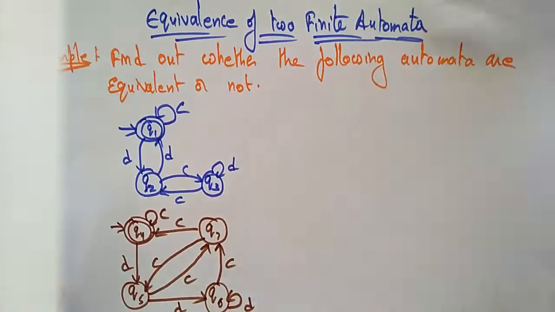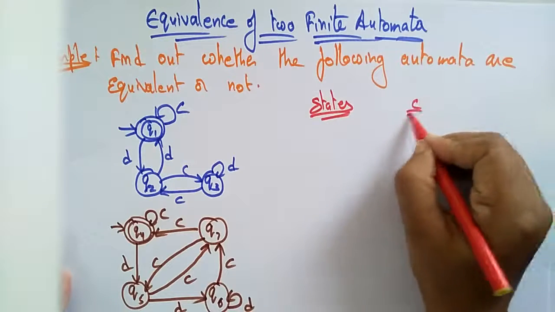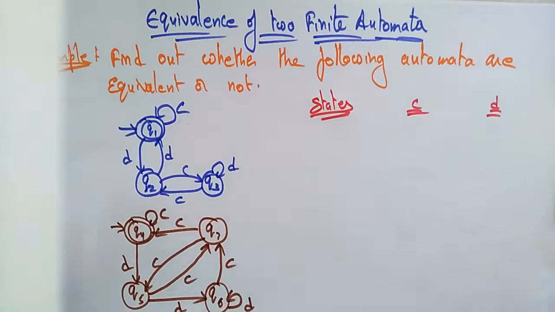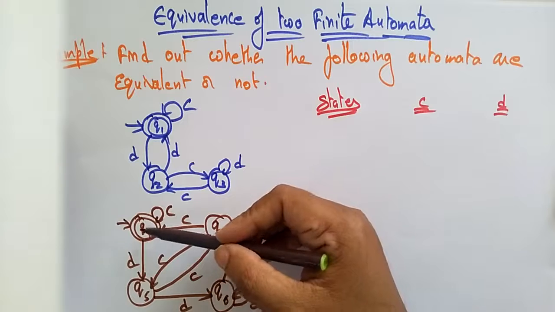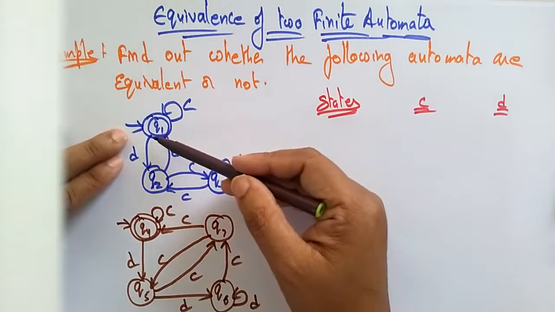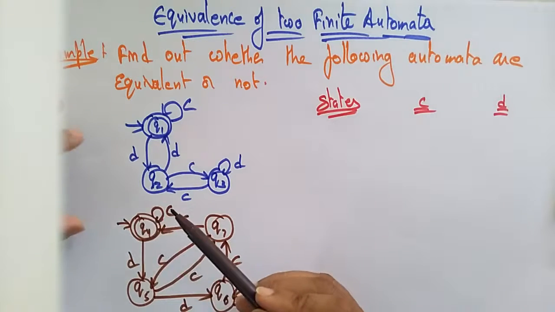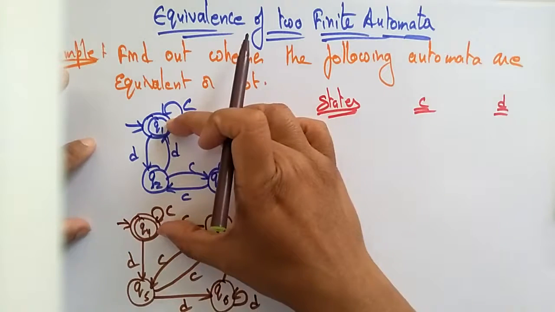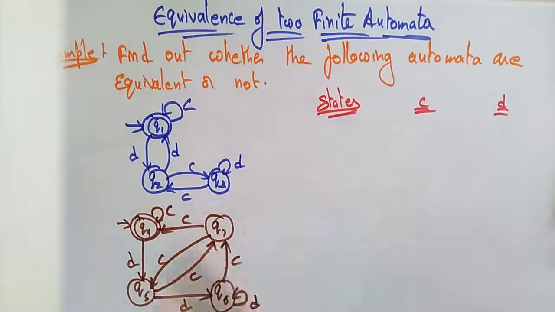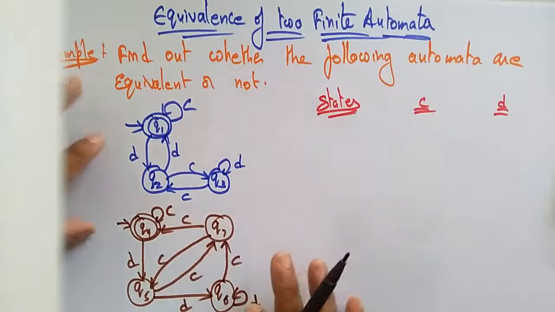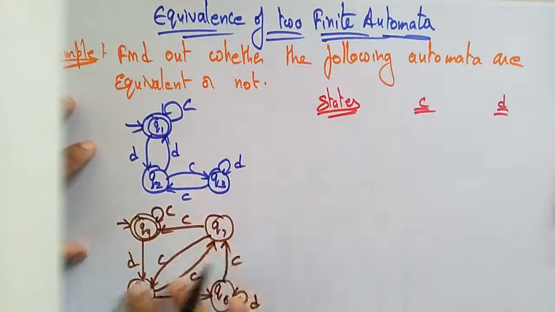How? Let's see. Let me take the states, with C as one input and D as another input. First, by seeing the first states Q1 and Q4, you can clearly say that this is an initial and final state, and in the other automaton also the initial and final states are the same. By seeing these two states you can say the two finite automata are equivalent, but checking only a single pair of states is not sufficient. We need to check all the pairs of states.